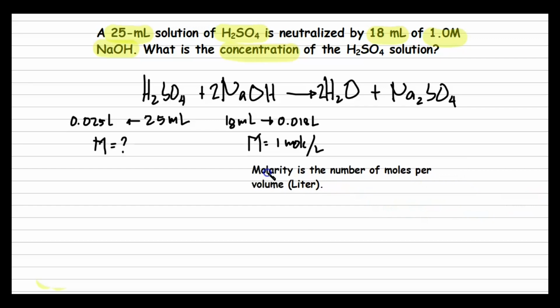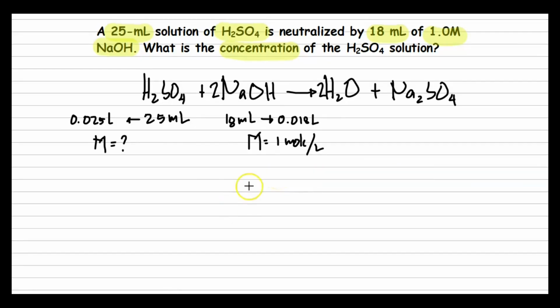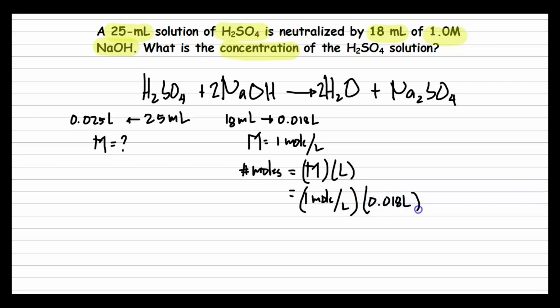And I want to bring this one out. Molarity is the number of moles per volume in terms of liters. And so, we can say that the number of moles is equal to molarity times the volume in liters. So computing for the number of moles, we have 1 mole per liter times 0.018 liters. That will give us 0.018 moles of NaOH.